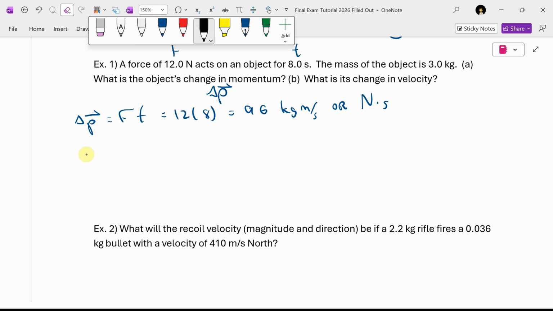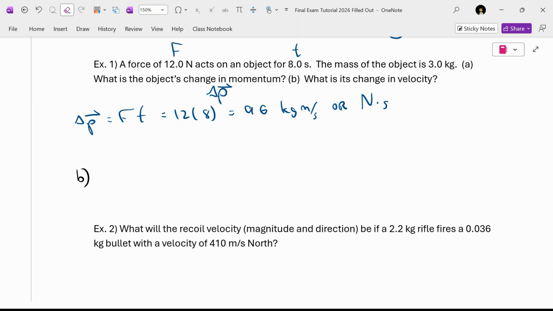B, what did B want me to find? What did we find in part A? There's a word in front of it. We didn't find the momentum. I got to be nitpicky. Change in momentum, okay? So we're not doing P equals mv. We're in that middle equation.